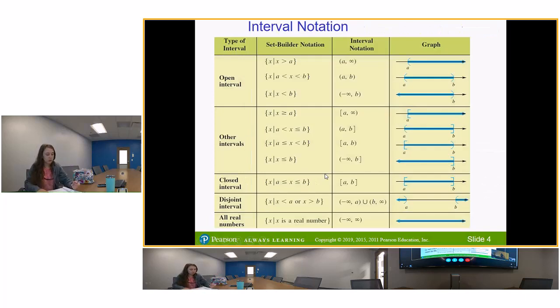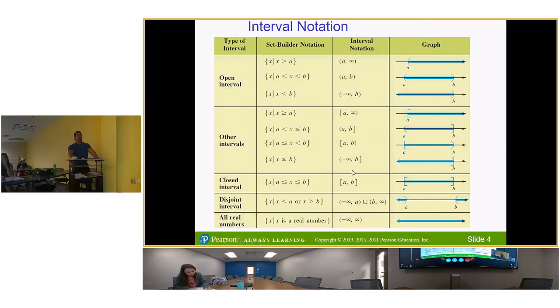Here are examples of using the brackets and using the parentheses. Brackets mean inclusion. That means you can use the number. Since you don't know what infinity is, you never put brackets on infinity. Never. That is a no-no. Okay?